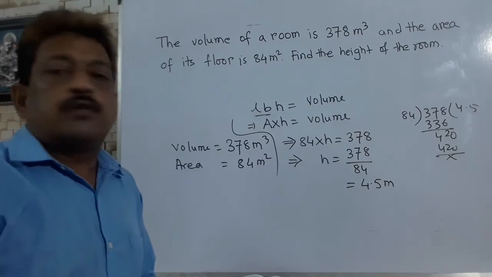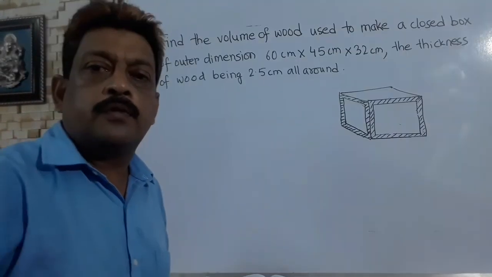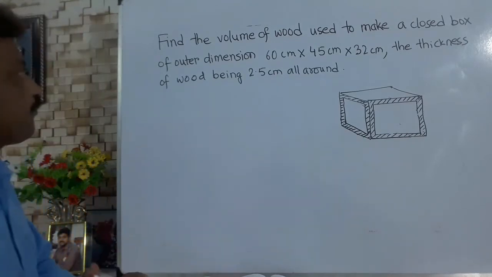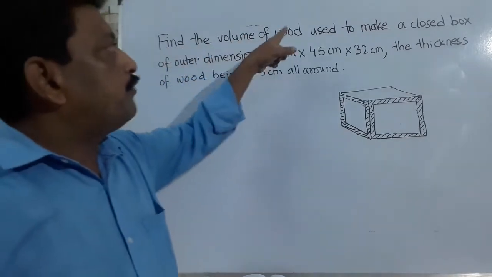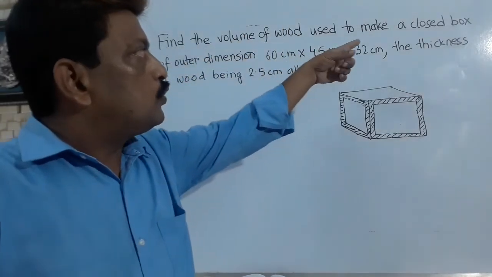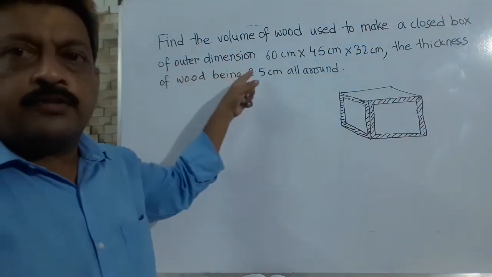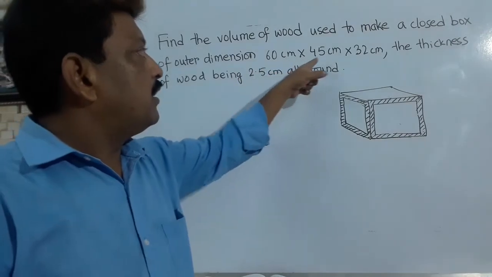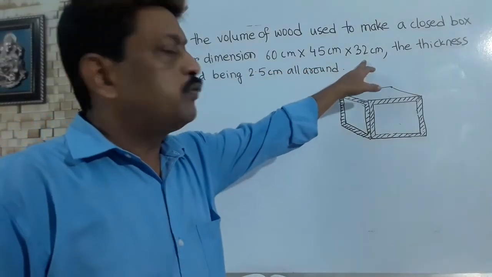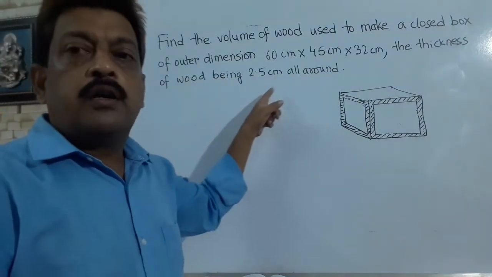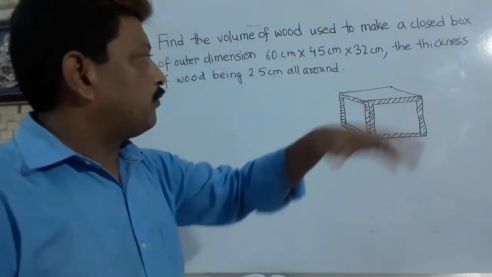Okay, let us solve one more problem. Here is the next question. It is very important one. Find the volume of wood used to make a closed box of outer dimension 60 centimeter into 45 centimeter into 32 centimeter. The thickness of wood being 2.5 centimeter all around.